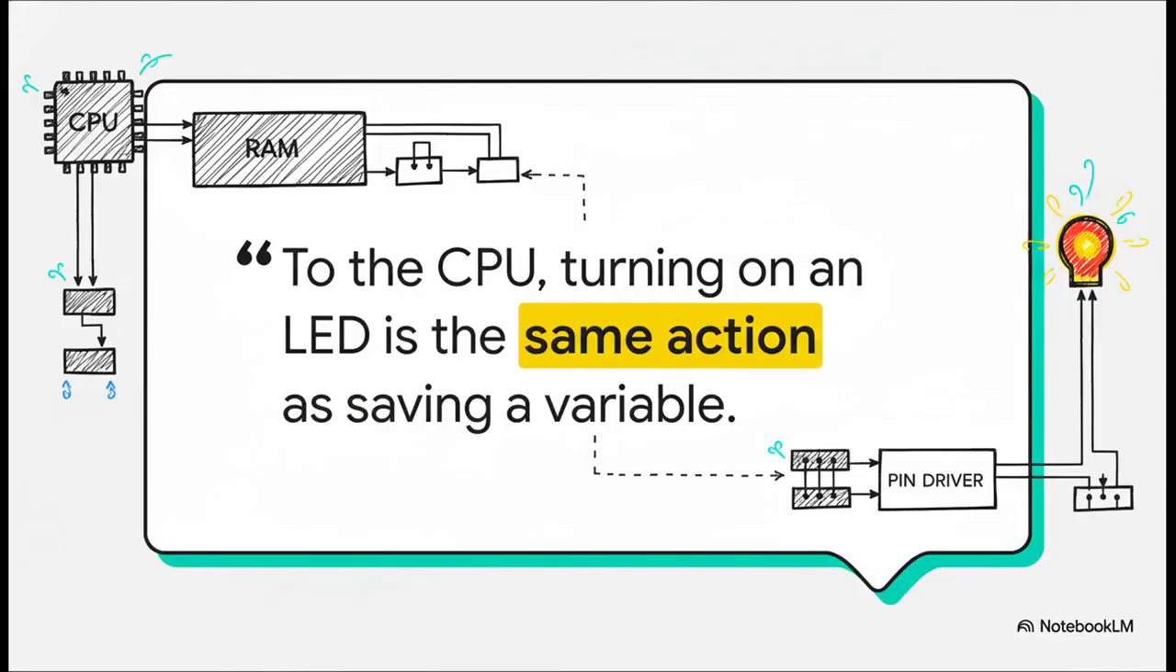From the CPU's point of view, there is no difference between saving a variable to RAM and turning on an LED. Both actions are just write this piece of data to this address. It's just that one address happens to be a bank of flip-flops used for storage, and the other is a bank of flip-flops that controls a pin driver.